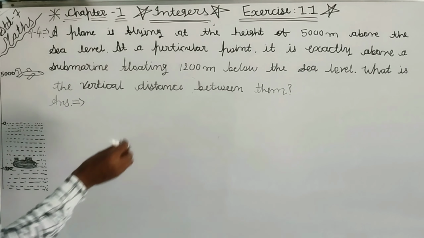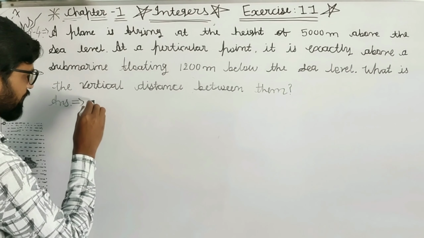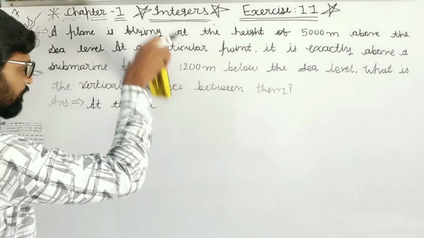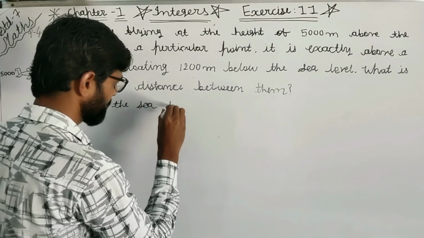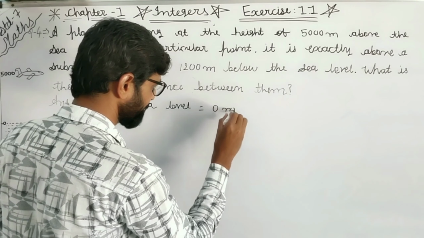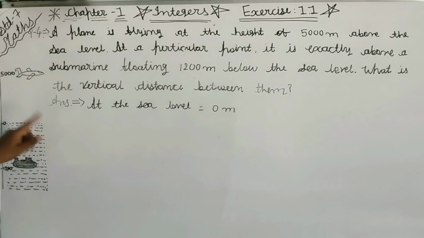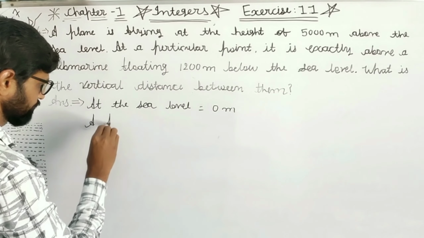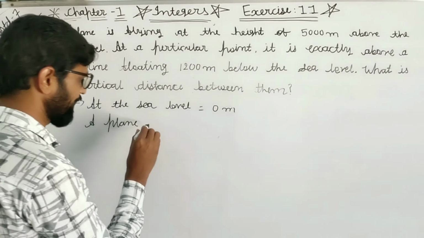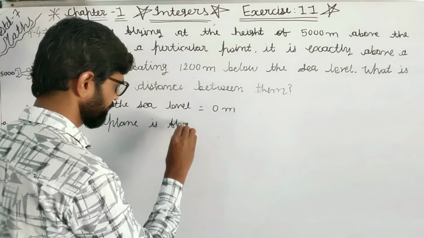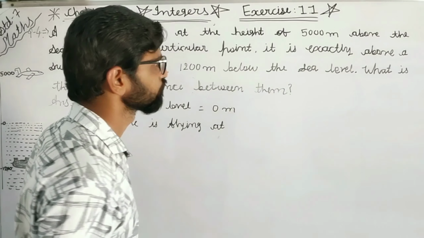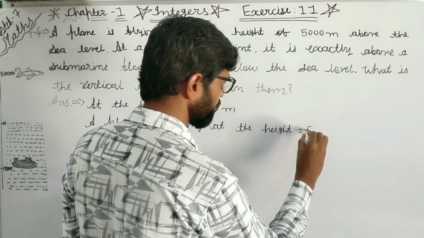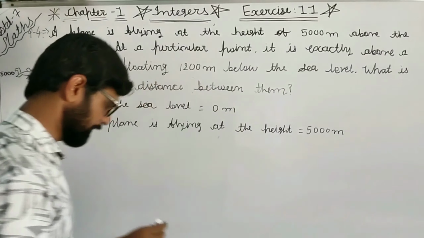So the distance from the submarine to the particular point of the plane is the total distance between them. Now, at the sea level, what is the distance? Sea level is 0 meter. Now, the plane is flying at a height equal to 5,000 meters above the sea level.